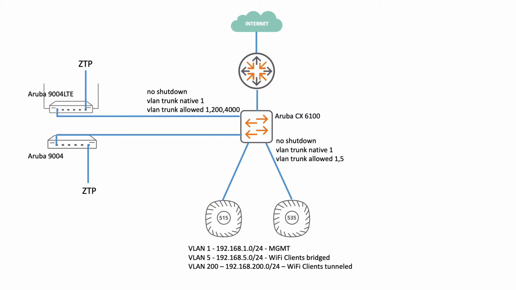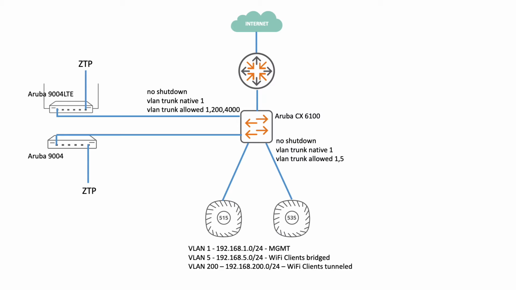So this is the lab setup that we're going to use. You see that we have two controllers, a 9004 and a 9004 LTE on the left hand side, and they are both connected to a CX6100 switch. I will use port 0 to connect it to the CX6100 switch, and you can see in the diagram that it is a trunk port and that the allowed VLANs are 1, 200 and 4000. I will use a separate port, and in this case the last port, for Zero Touch Provisioning.